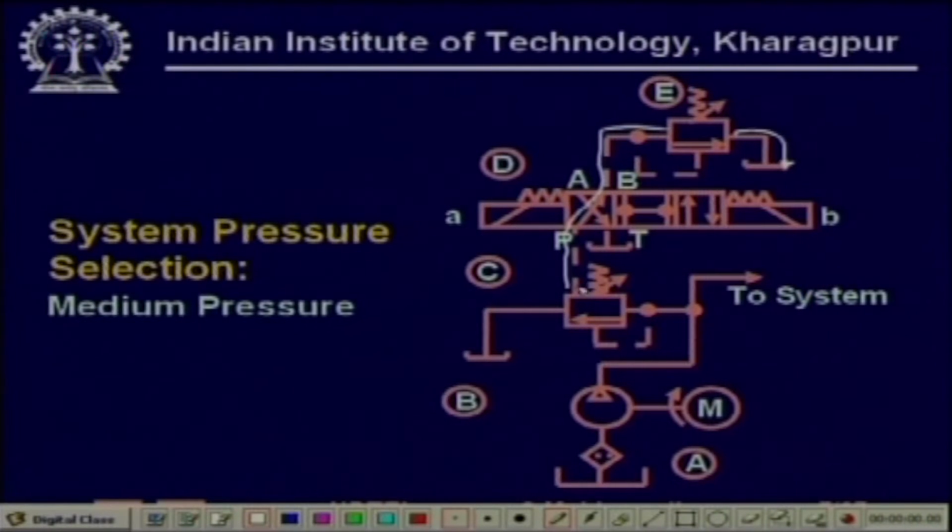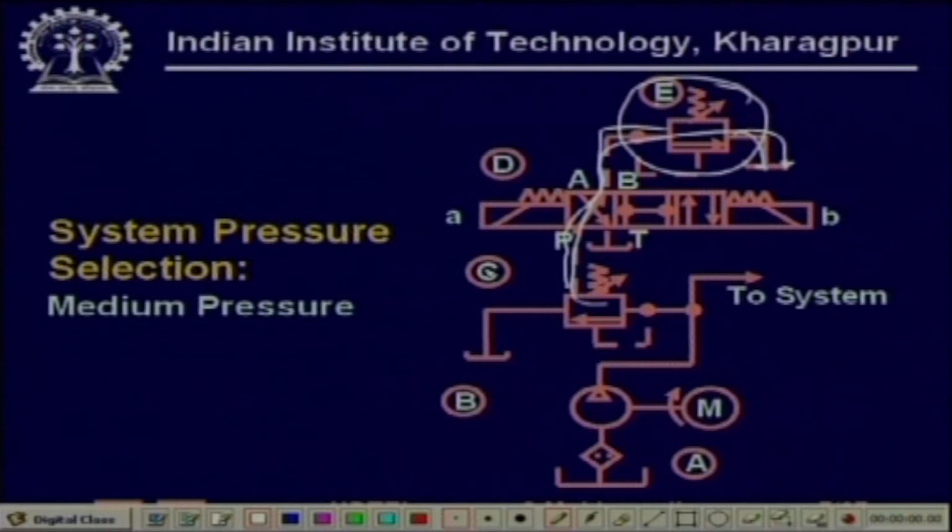Now, what is the pilot pressure? The pilot pressure is actually determined by the setting of this valve E. Whenever the pressure exceeds the setting of this valve E, the vent port will open. Therefore, the system pressure gets limited by the setting of E.